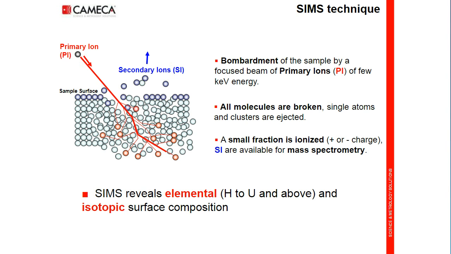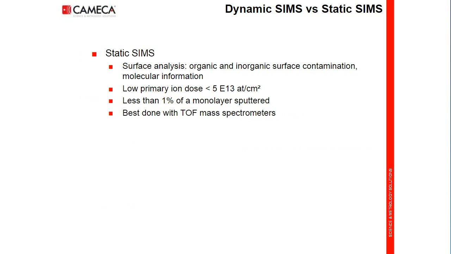Both elemental and isotopic information can be obtained for all species in the periodic table, from hydrogen to uranium and above. Static SIMS uses very low primary ion dose and focuses on the first top monolayers, providing mostly molecular characterization. Time-of-flight mass spectrometers are well adapted for static SIMS analysis.